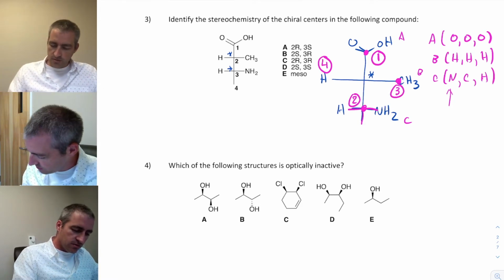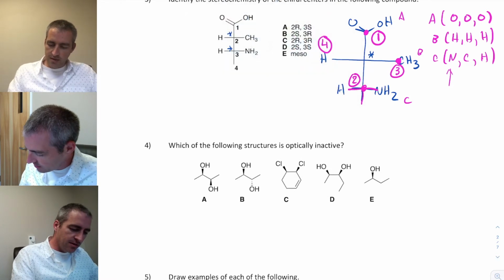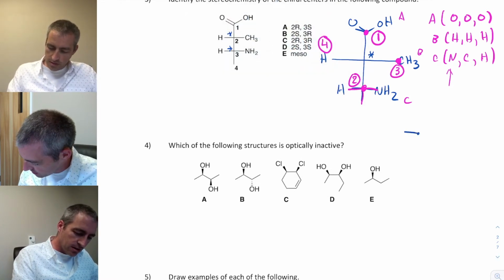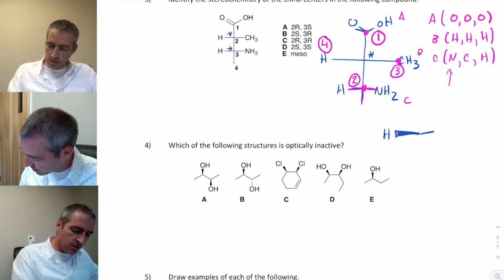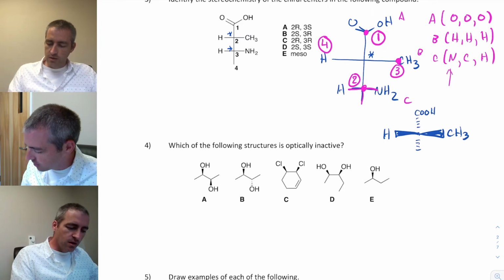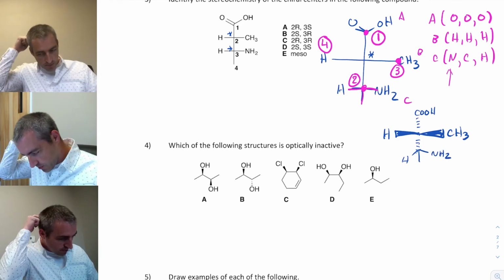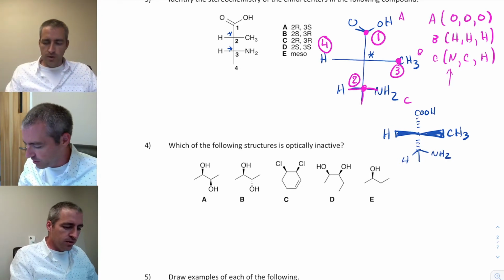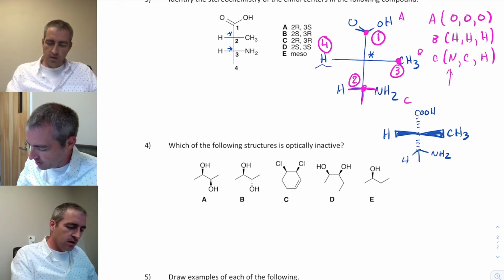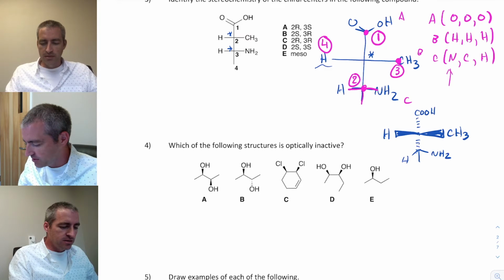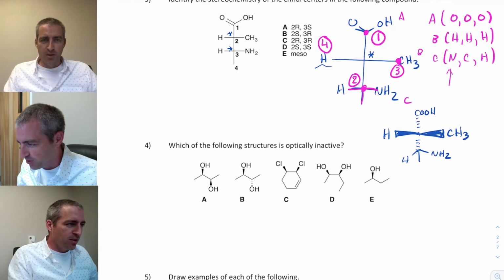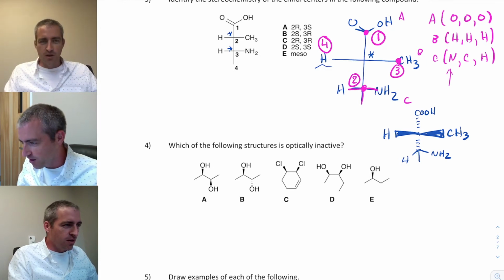Now, what this Fischer projection actually means is that anything that's in a horizontal position is coming out towards you. It's not going towards the back. And anything that's vertical is going back away from you. So our lowest priority group is not pointing back. Our lowest priority group is pointing forwards, which is the hydrogen. So what we can do is assign the stereochemistry based on the other 3, ignore the lowest one, and then whatever we get as a result, flip the result because we have the hydrogen pointing in the wrong direction.